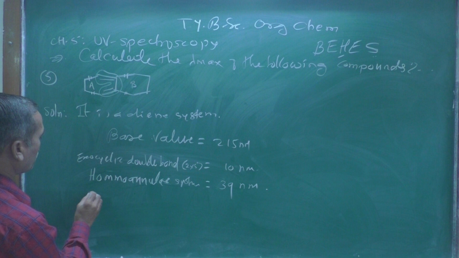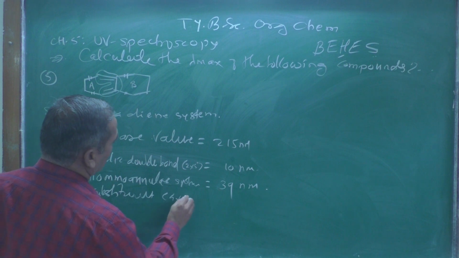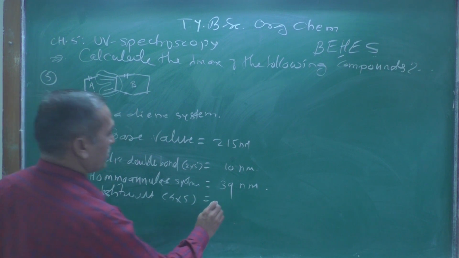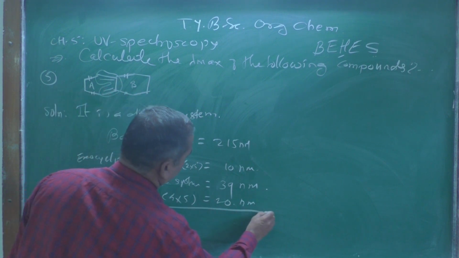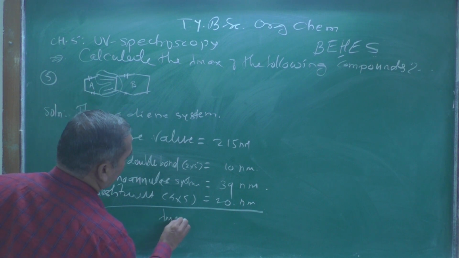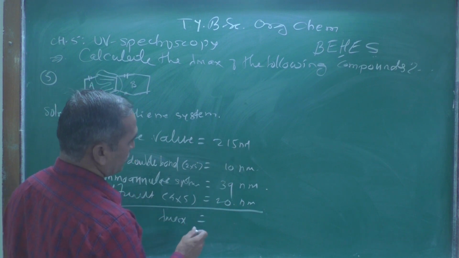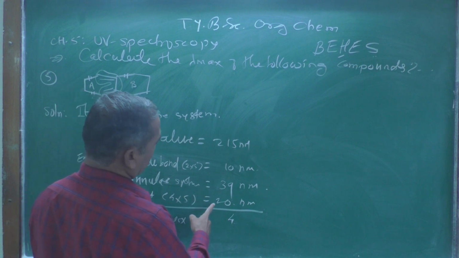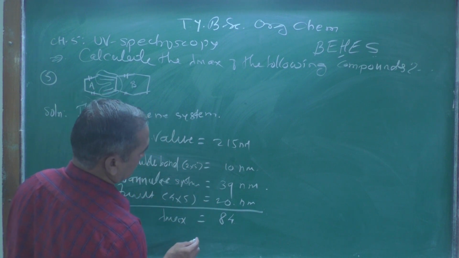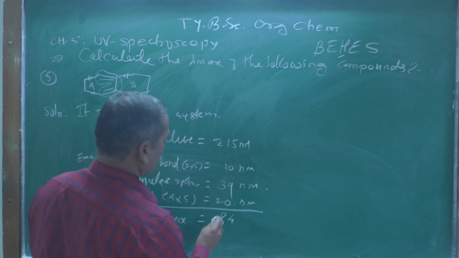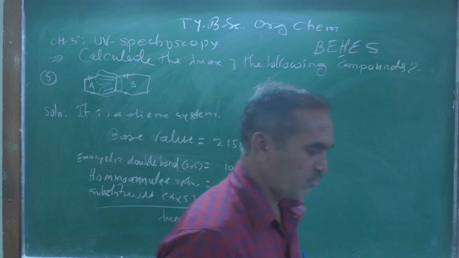So four substituents are there, 4 into 5 equals 20, right? That is 20 nanometer, and then you can write it down like this. Lambda max is equal to, if you go on adding this, 9 and 5 is 4, and 1, 3, 4, 5, 6, 7 and 8, that is 8, and here is 2. So 284 nanometer is the answer for this.